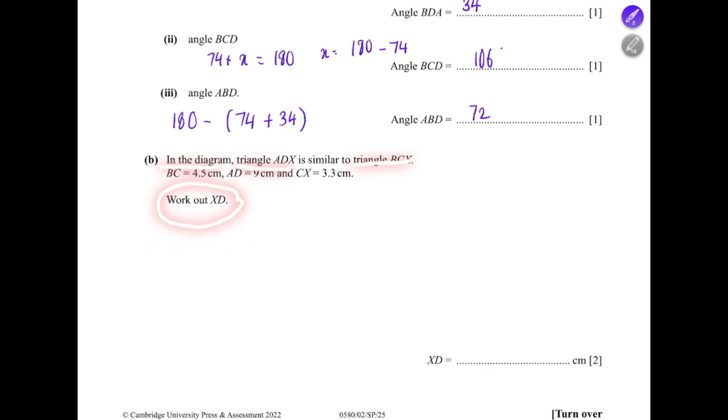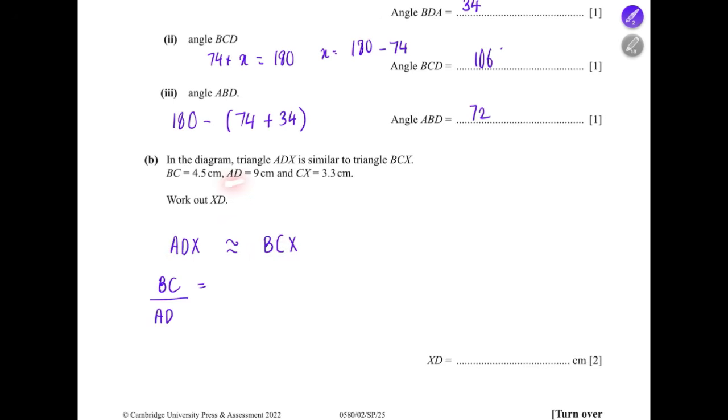Okay, in the diagram, triangle ADX is similar to triangle BCX. Work out XD. So you can say ADX is similar to BCX. And then the first length that they gave us is BC. BC is 4.5. So what is the corresponding one for BC? This is the first two letters, so it will also be the first two letters. Divide this by AD. They are corresponding to each other.